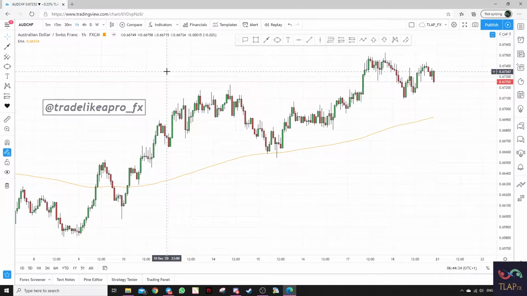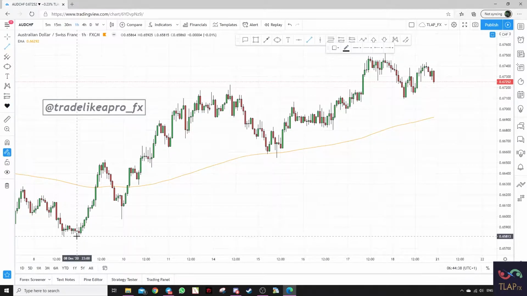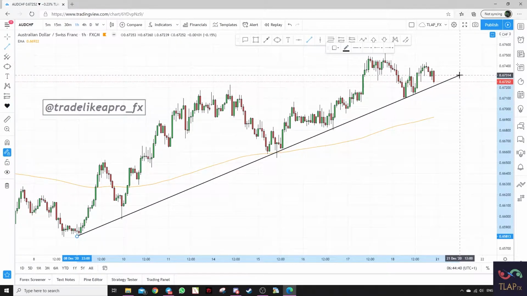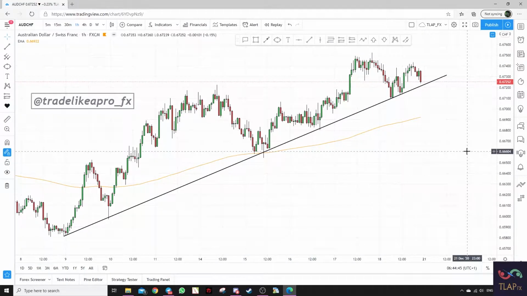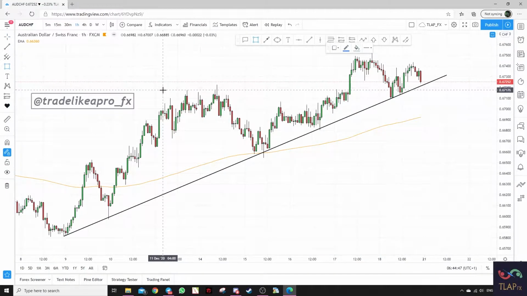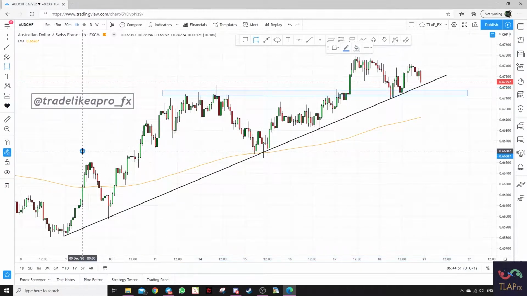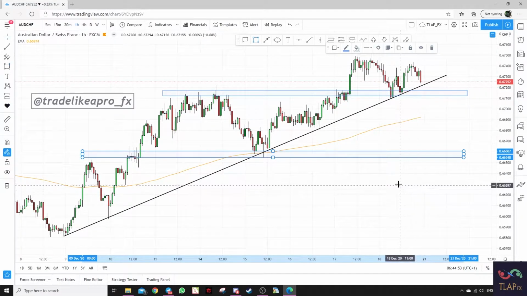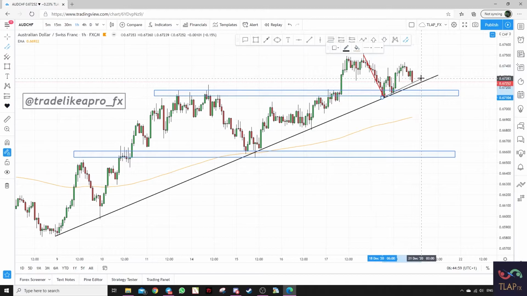Hey traders, the first pair that we'll be working on will be the Aussie CHF. A clear ascending trend line here, and we're actually looking for a counter trend trade here. So we draw out these zones. You can see that there are two horizontal levels here. So we can identify a push phase right here and a bearish flag over here.